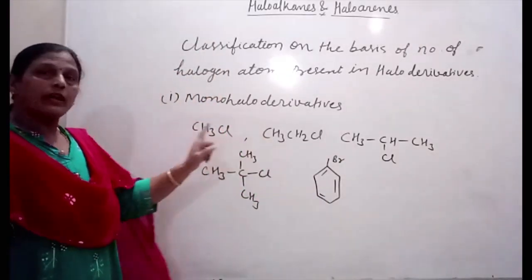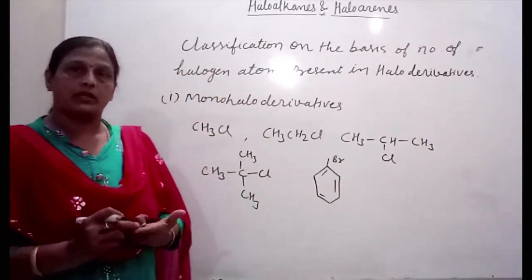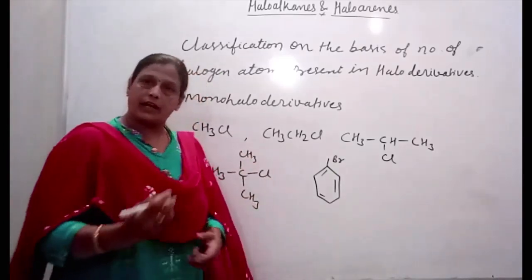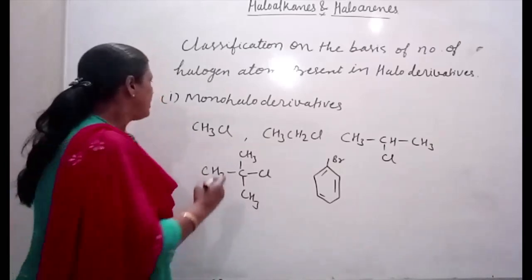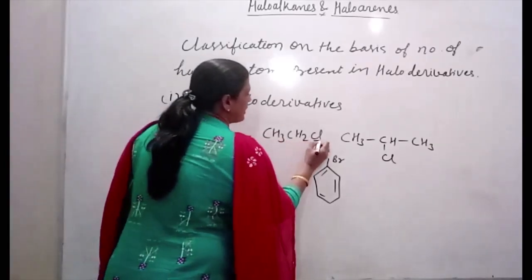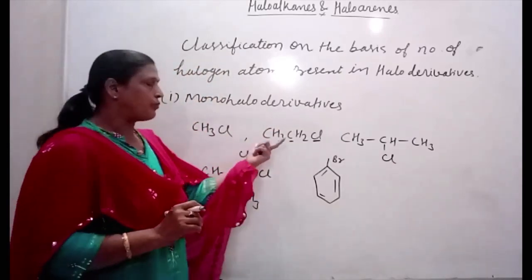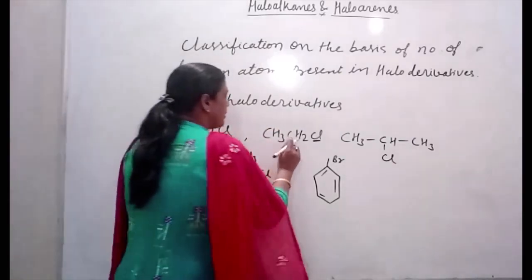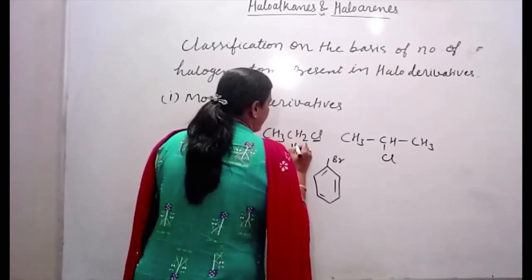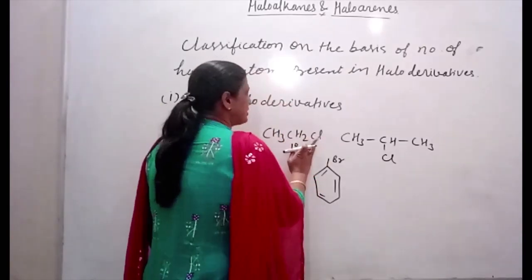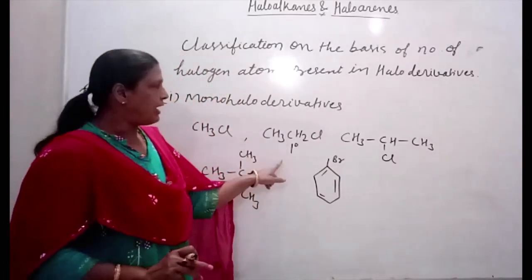And these compounds can also be classified into three categories, which are 1 degree, 2 degree and 3 degree. 1 degree means in this compound this carbon atom is attached to a carbon atom which is directly attached to one carbon atom. So this carbon atom is a 1 degree alkyl carbon, and this is known as 1 degree alkyl halide.